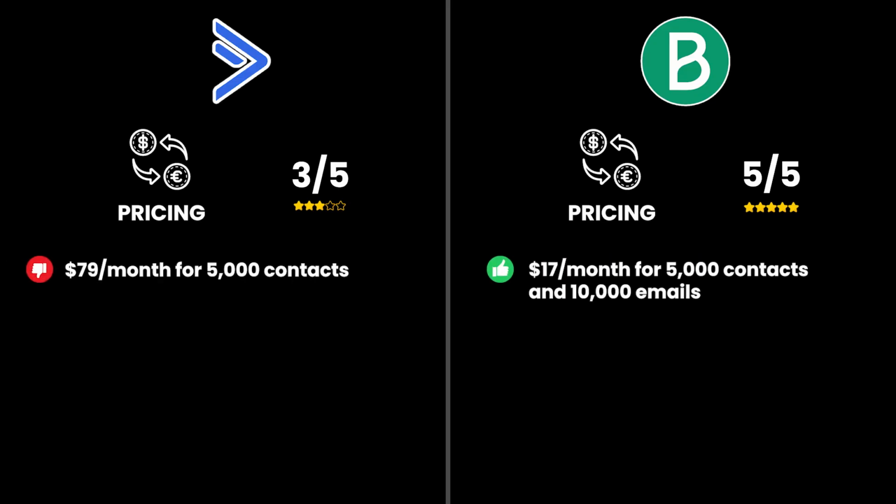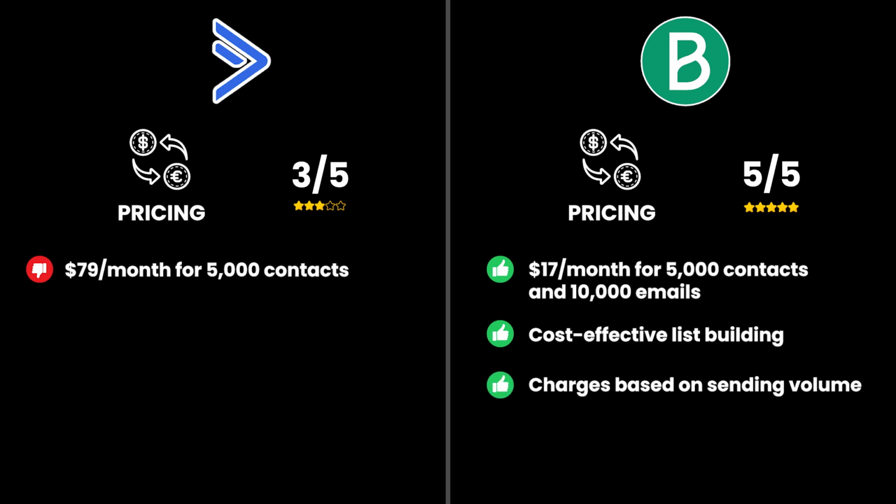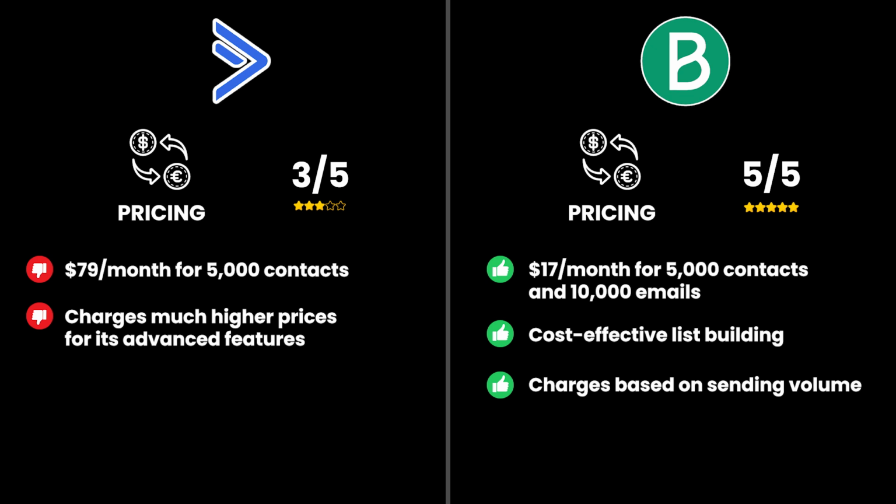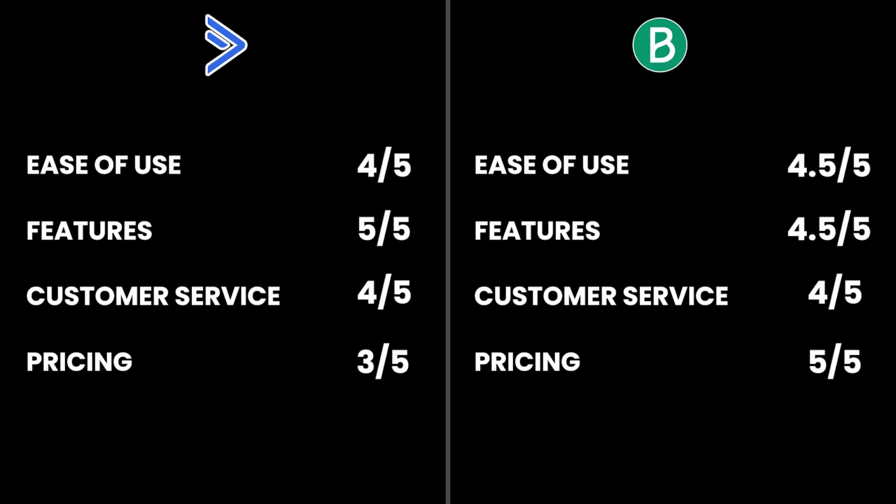The pricing difference is staggering. For a business with 5,000 contacts sending 10,000 emails per month, you'll pay $17 with Brevo versus $79 for ActiveCampaign. That's over 4 times more expensive with ActiveCampaign. Brevo's model means you can build a huge email list without worrying about costs until you actually send more emails, while ActiveCampaign charges premium prices for advanced features.